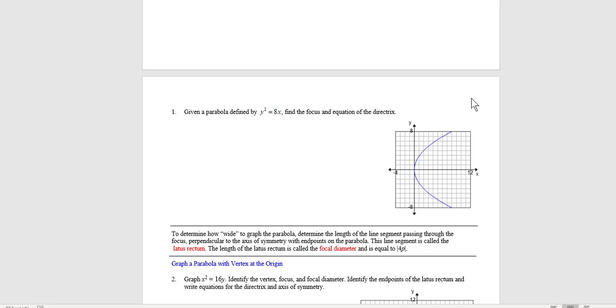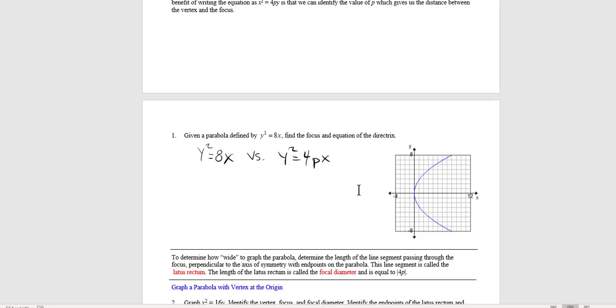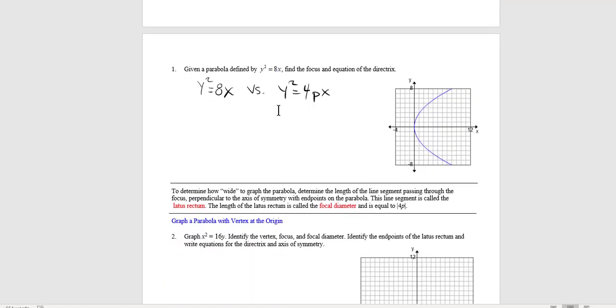So let's compare this to the general equation for this rightward opening parabola. In this case, we said our equation is y squared equals 4px, where that p value tells us everything about the parabola. So if we're comparing these, what does p have to equal so that these equations are equivalent? This implies that the 8 here is really like the 4p here.